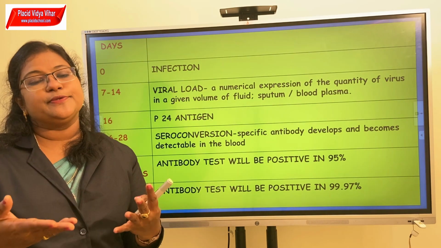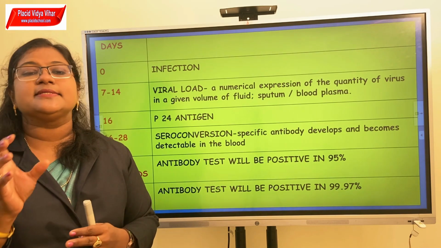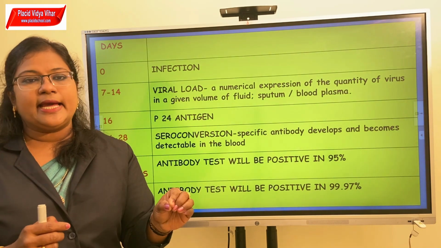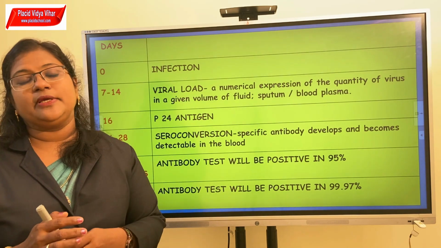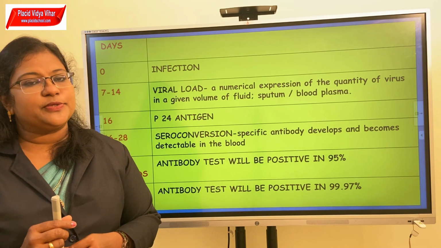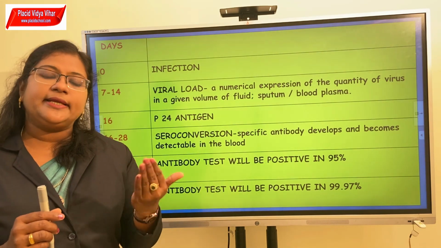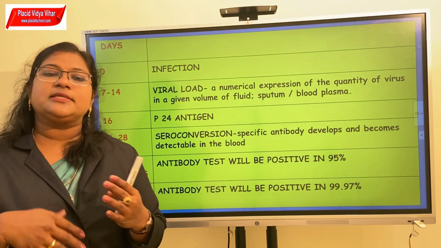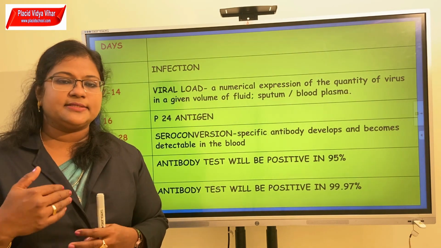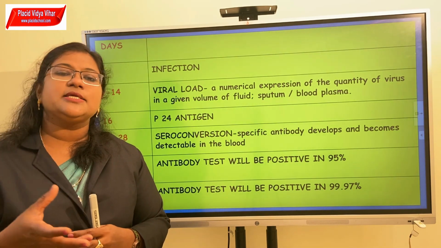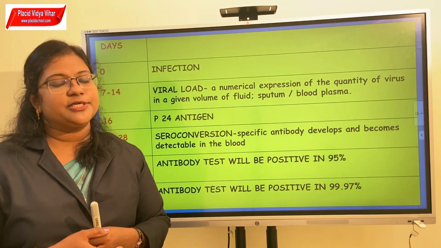And we will start producing a variety of antibodies against this human immunodeficiency virus, targeted against different antigens. Most anti-HIV antibodies are directed against the P24 antigen. So, from 28 days onwards, normally 95% of the people will start responding against the virus inside the body by producing antibodies against it. That stage onwards is called the seroconversion stage.